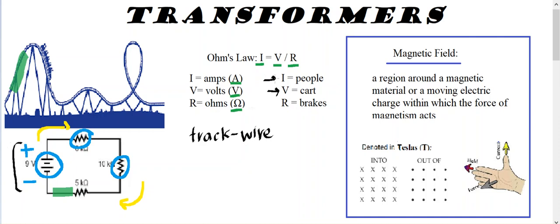So we'll say current is analogous to people. And the brakes, if you've ever been on a roller coaster, you know that after a large drop down, there's usually a brake to slow things down. We can think of those as the resistor.